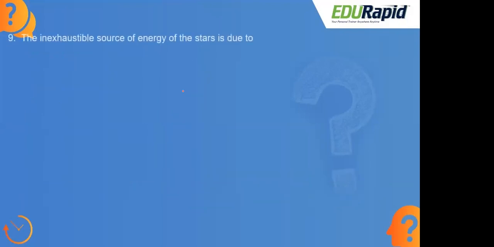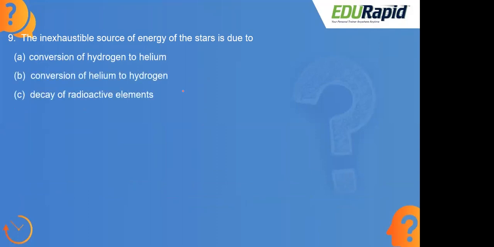Moving to the next question. The inexhaustible source of energy of the stars is due to: conversion of hydrogen into helium, conversion of helium to hydrogen, decay of radioactive element, or excess of oxygen that helps burning and release of energy. Okay, let us look at the answer now.